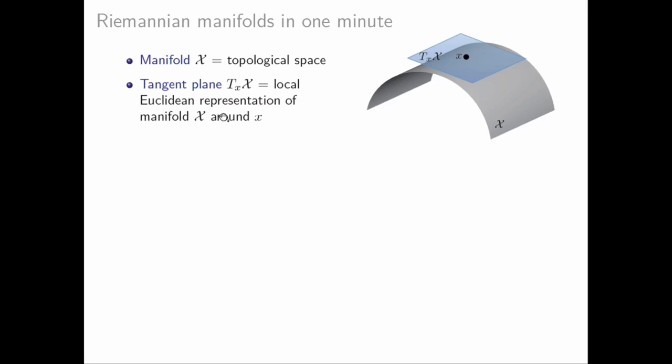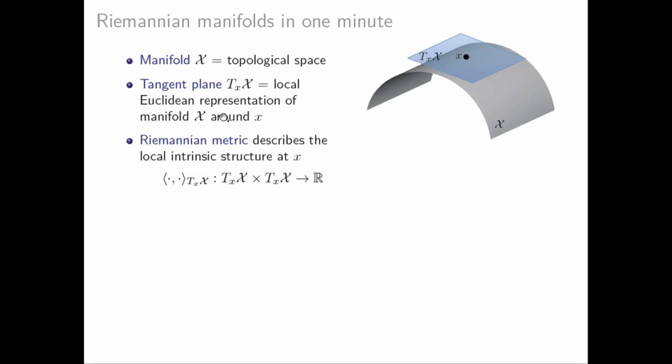So technically, formally, it's a topological space where every point has a kind of a copy of a Euclidean space that we call the tangent plane. And in this tangent plane, we have a metric, basically a dot product that is characterized by a metric tensor that is itself continuous.